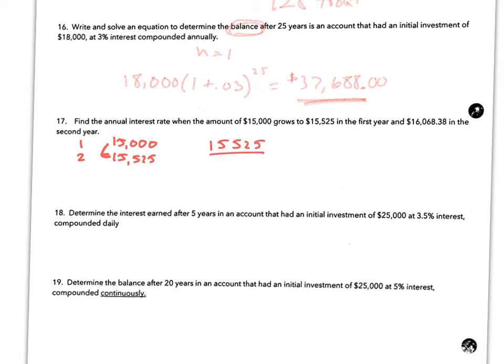15,525, and divide that by the first year, 15,000. This will give you your growth factor, which is 1.035. So remember, what that represents is 1 plus r. So we really don't need the 1. We're going to take the 1 away and move the decimal point over twice. So this is 3.5%.